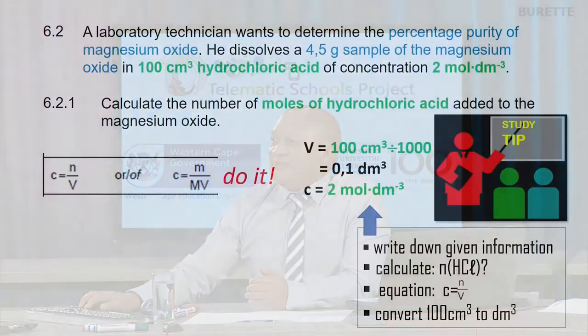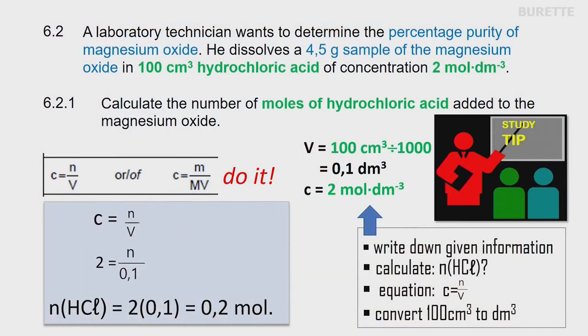So let's see what your answer should have looked like. So here is mine. Look at my screen. 0.2. Look carefully, and you'll see I use the formula C is equal to n over V. I must find n, that's the number of moles that I had to determine, and 2 was the concentration, 0.1, and there's my answer. Easy does it, doesn't it? Very, very easy to do that.